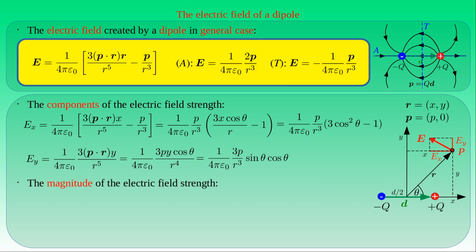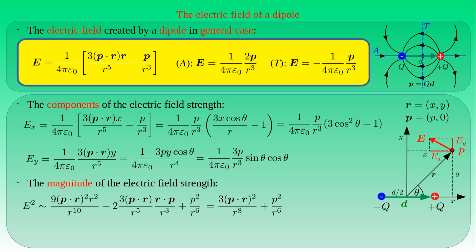The square of the electric field strength E is proportional to 9 times the square of the dot product of the vectors p and r, times r squared over r to 10, minus 2 times 3 times the dot product of the vectors p and r times the dot product of the vectors r and p over r to 5, plus p squared over r to 6. This expression can be written as 3 times the square of the dot product of the vectors p and r divided by r to 8, plus p squared over r to 6.